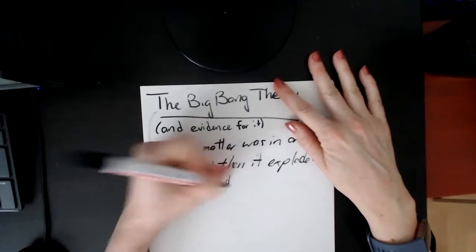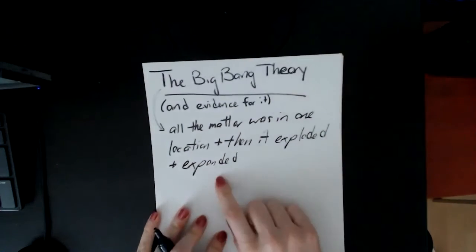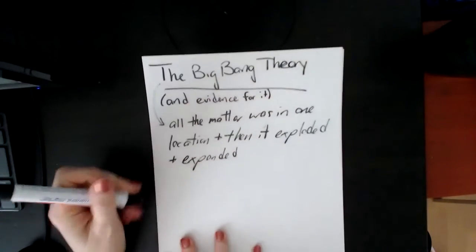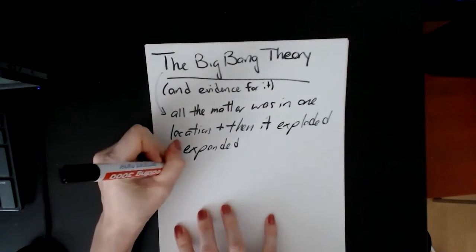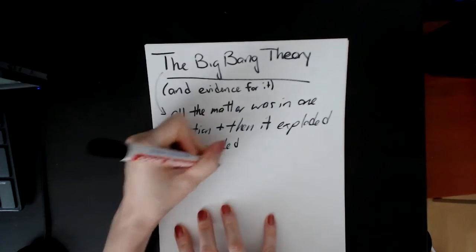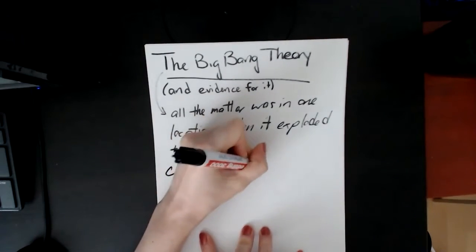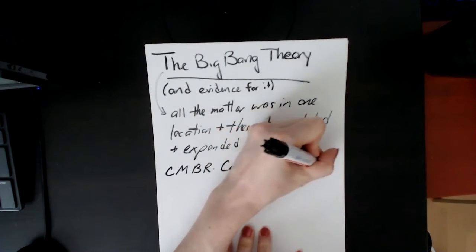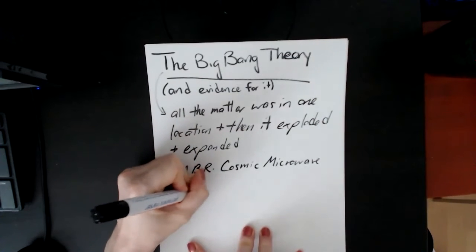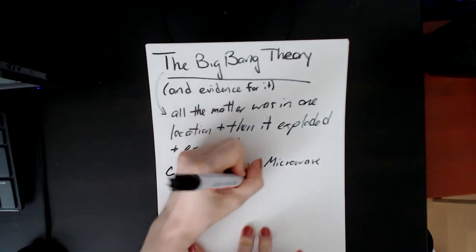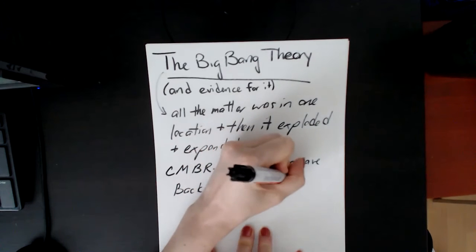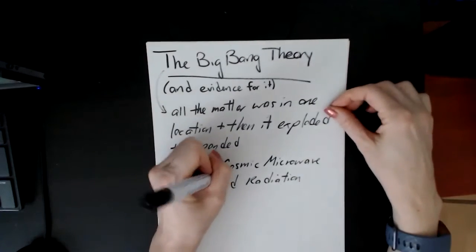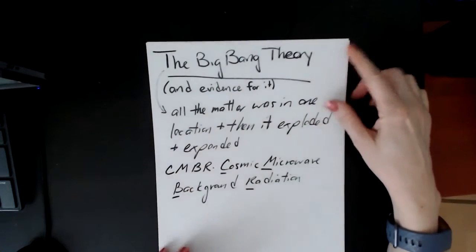Okay, and so the two pieces of evidence that you need to know about, there's lots of other evidence. The first one is called CMBR, and that stands for cosmic microwave background radiation. You can use the abbreviation CMBR, that's an accepted abbreviation, but you should definitely know what it stands for because sometimes they like to ask that.